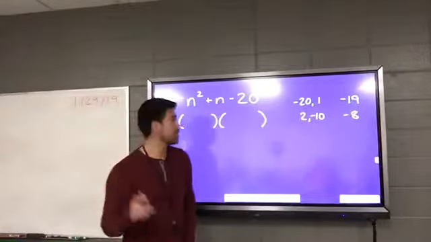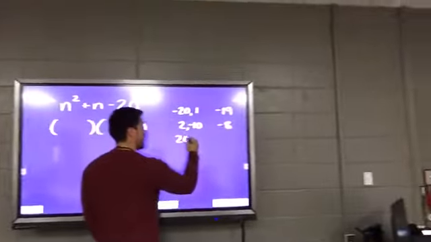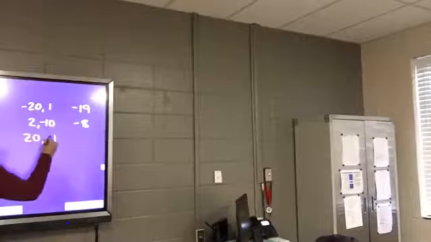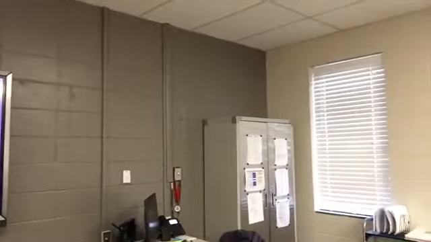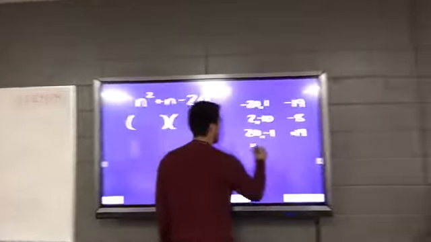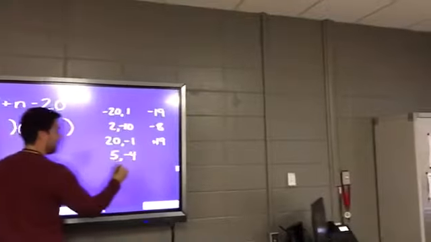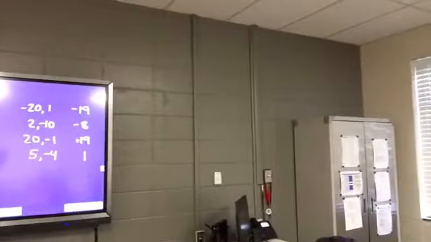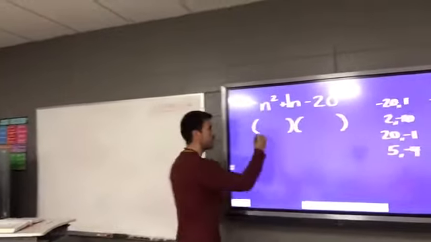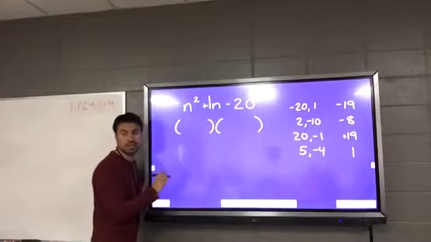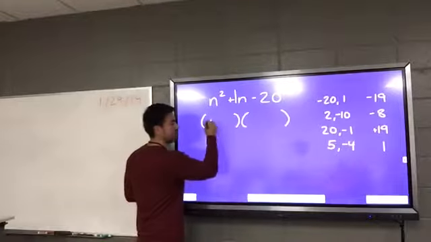Throw something out. 20 and negative 1? Okay, you could do 20 and negative 1. But 20 plus negative 1 is positive 19. That's not it. Negative 5 and negative 4? And that would give me 1. And that is the number in there. So that is the second spot in both binomials. So please don't do this. Please don't put your answer.